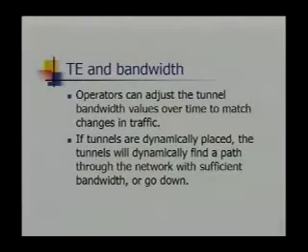So obviously you can manually or automatically hop into your router and adjust those tunnel bandwidth values as time goes on, hourly, daily, monthly, whatever suits your network, to match the changes in your traffic. And if those tunnels have a path option that's dynamically assigned, the tunnels will dynamically find a path, hop by hop through your network, that has sufficient bandwidth, or, this is the important point here, go down, which means they will fall out of your RIB, they'll fall out of your FIB, and those particular tunnels are no longer used for traffic engineering.